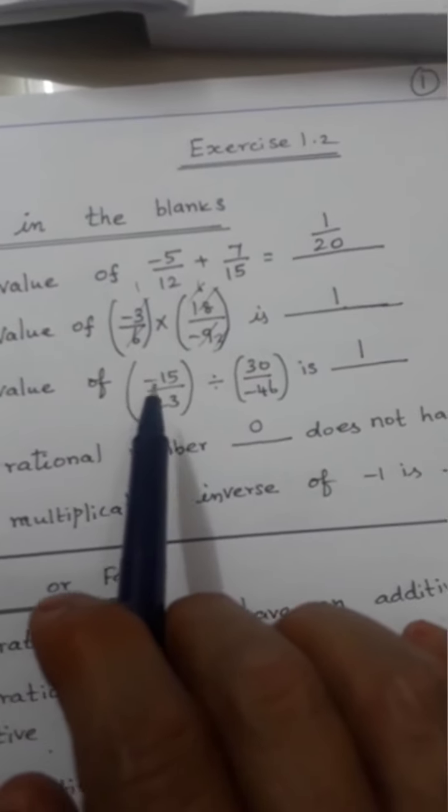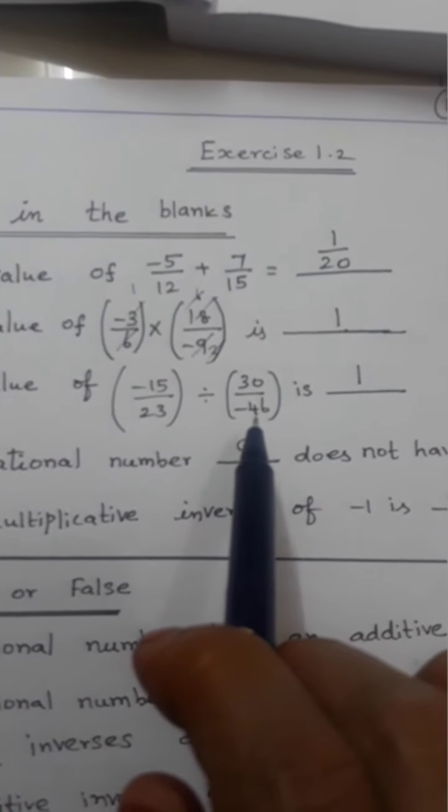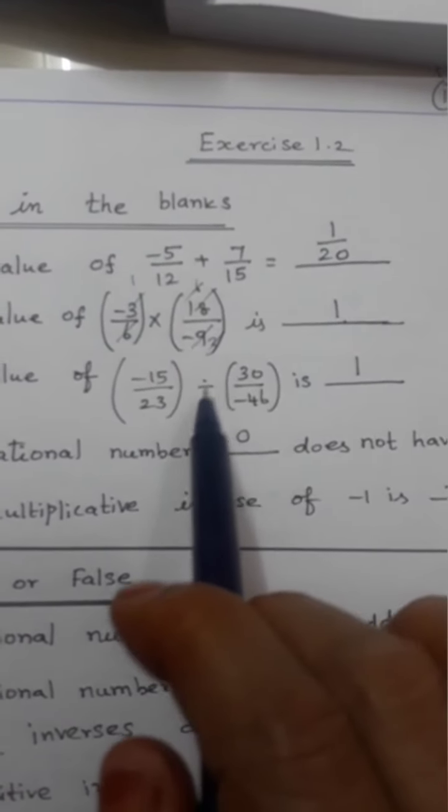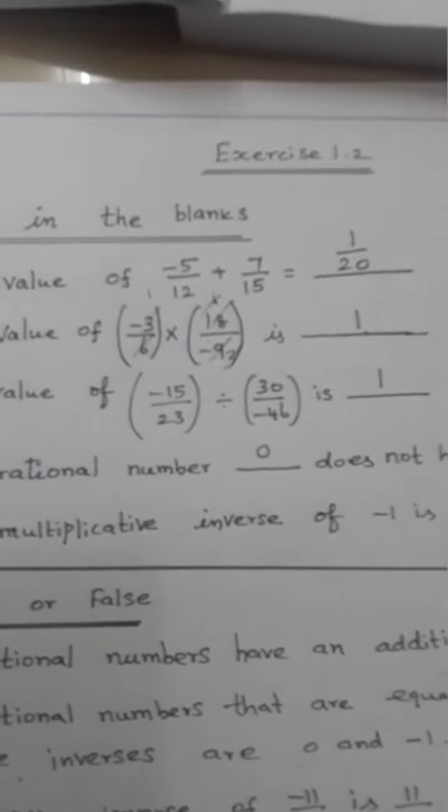Minus into minus is plus. The value of 15 minus 15 by 23 divided by 30 by minus 46 is 1. So change into the multiplication reciprocal, cancel, and write, meaning all the numbers are struck out.